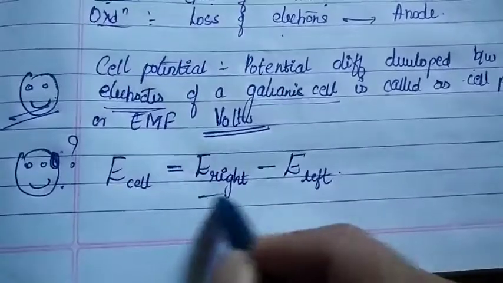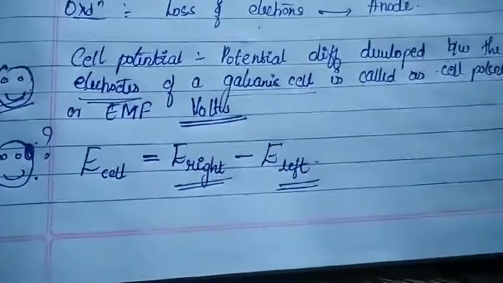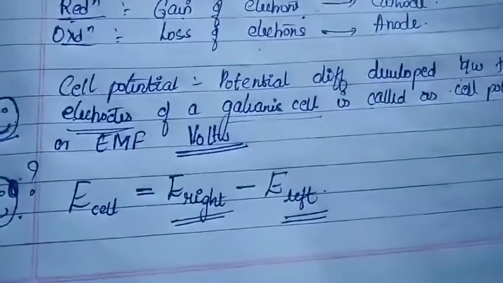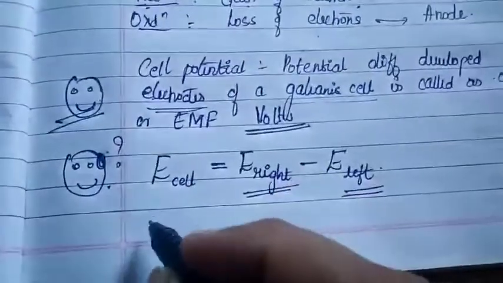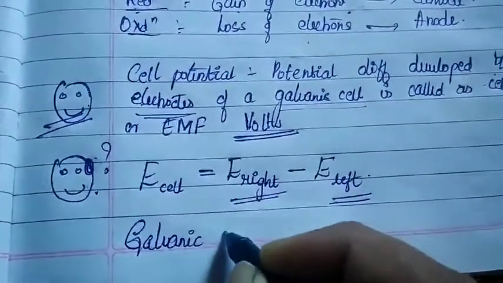So in order to understand what you mean by this right and what you mean by this left, you have to understand one concept over here. What is that concept? How to write the galvanic cell symbolically.